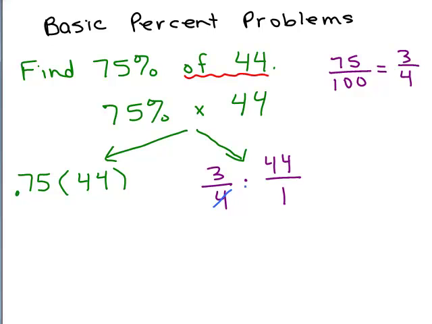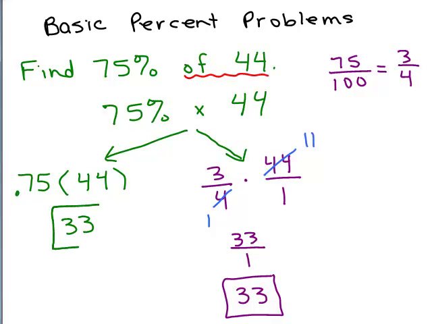I'm going to cancel. 4 goes into 4 once and into 44 11 times. So I have for my answer 3 times 11, which is 33 over 1. But 33 over 1 is just 33. So 33 is 75% of 44. Now, if you got your calculator out and you did 0.75 times 44, you're going to get the answer of 33. So it doesn't matter which way you work it, you should get the answer of 33.